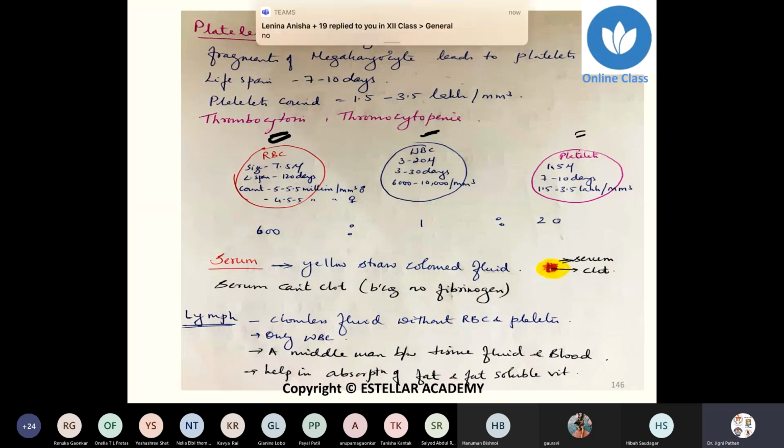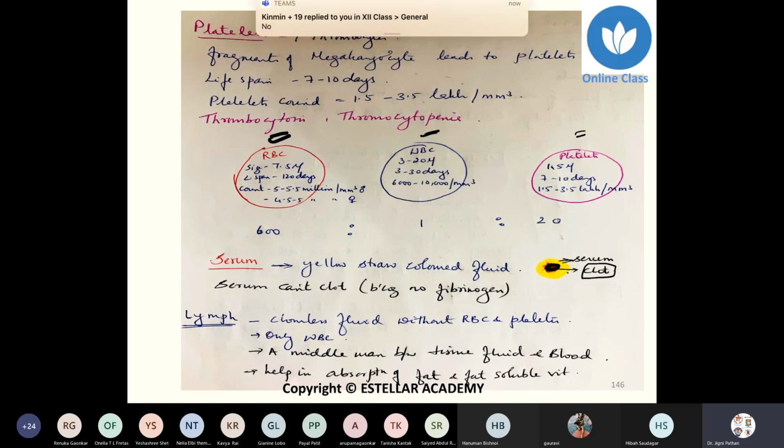Can serum clot? Very good, Lena. Serum cannot clot. You can see here I have drawn this clot in the red color, which I made black now. Surrounding that, there is serum, yellow color. They cannot clot because it doesn't have fibrinogen protein.